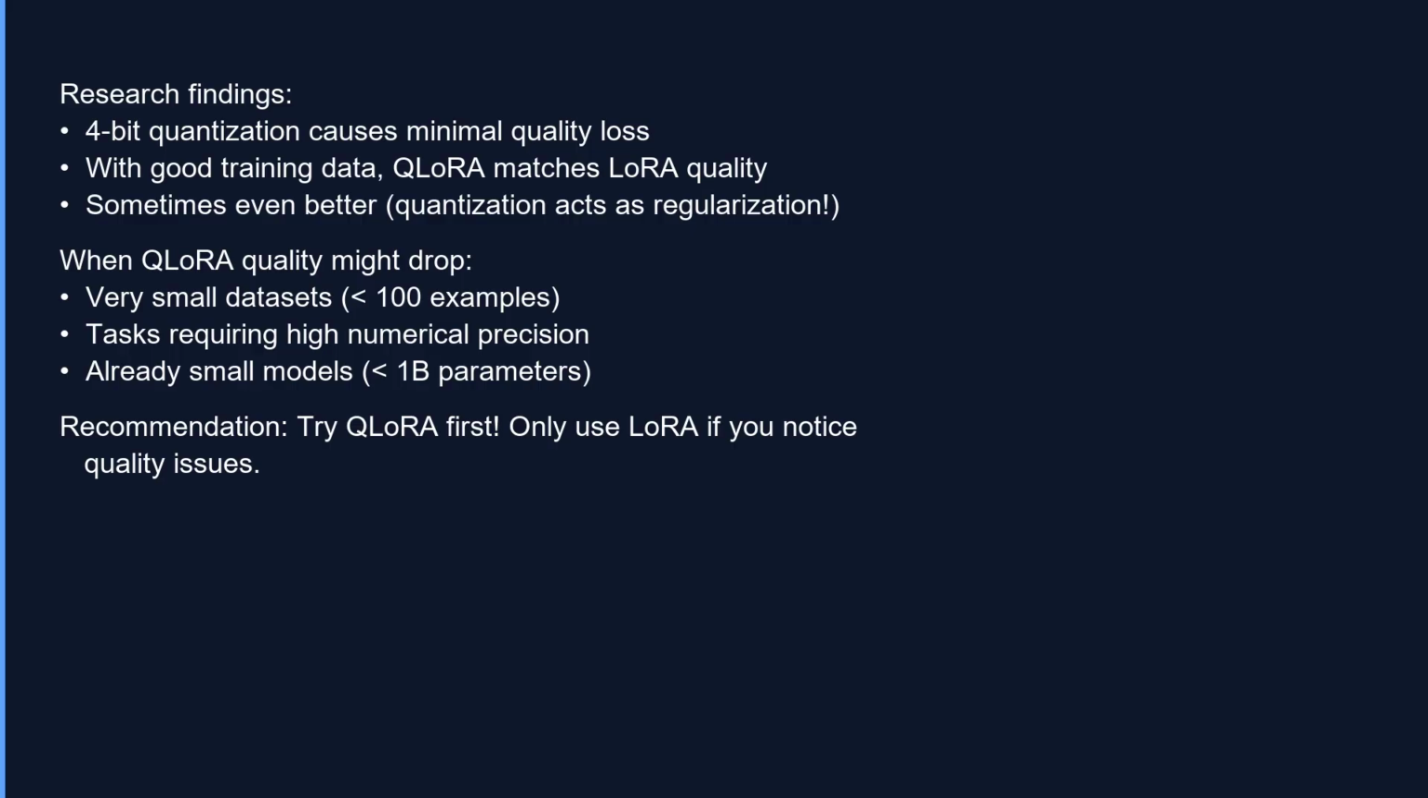When quantized low-rank adaptation quality might drop: very small datasets, under 100 examples; tasks requiring high numerical precision; already small models, around 1B parameters. Recommendation: try quantized low-rank adaptation first. Only use low-rank adaptation if you notice quality issues.